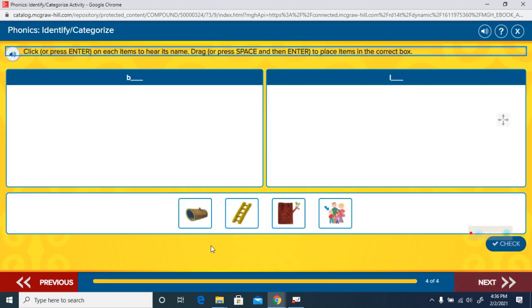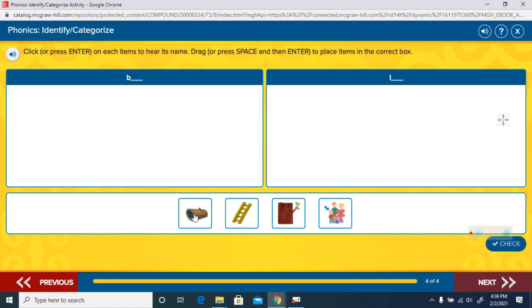And here is the last one for this video. Listen to this. Log. What sound does log begin with? A B or an L? It begins with the L. Listen to the next one. Ladder. What sound does ladder begin with? Ladder begins with the L sound.